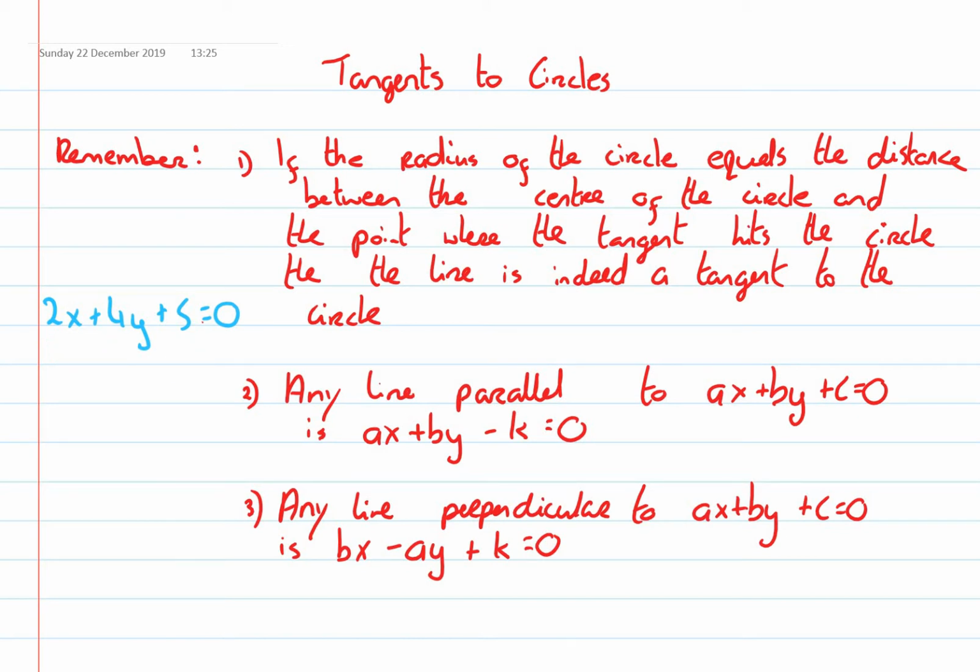Likewise, any line perpendicular to ax plus by plus c equals 0 is bx minus ay plus or minus k. So what I mean by that is, if we have our line 2x plus 4y plus 5 equals 0, a perpendicular line to that, based on this information, would be bx, so 4x minus 2y plus or minus any number k equals 0.